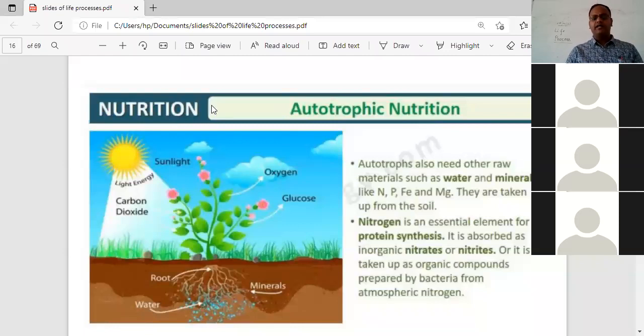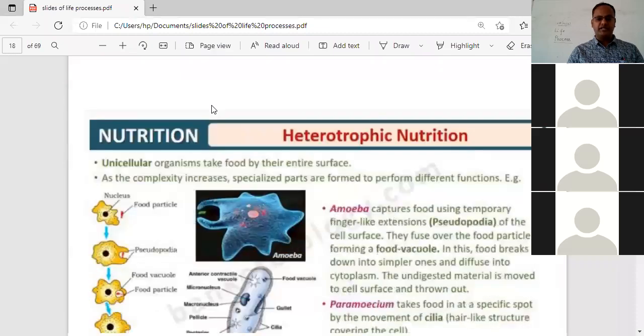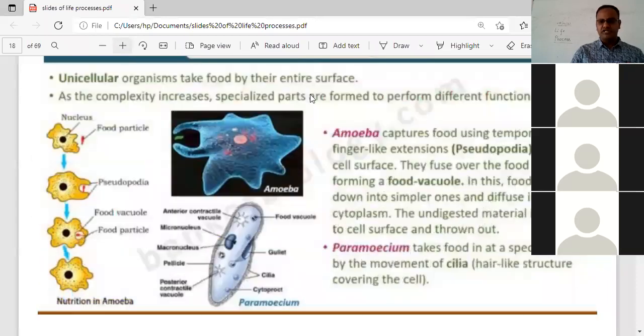Now, any of you, can you discuss with me what we have done now, the nutrition process in amoeba? Anyone? You can see the diagram, it is also elaborated over here. So you can see the diagram and you can also discuss. Anyone? Okay, Ayush, you can unmute yourself. Yes, Ayush, go ahead with the nutrition in amoeba.